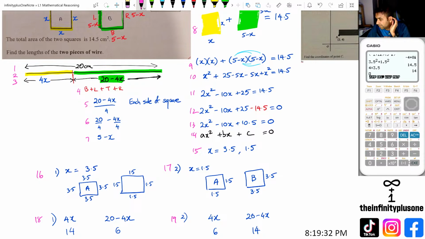So let me know if you have any questions with this. I know it's a bit of a long question, but it covers the quadratic part quite nicely, coming up with the equations and then doing the quadratic part.